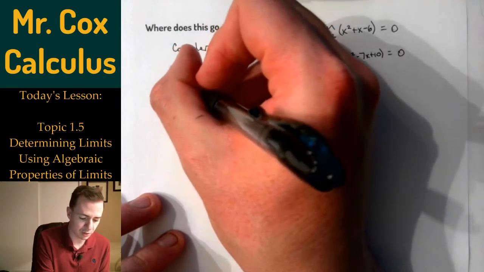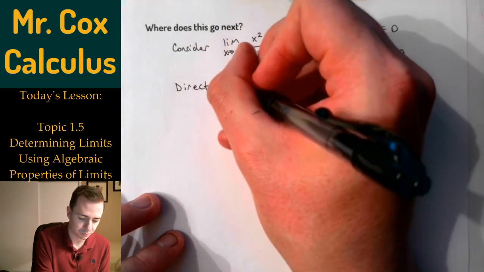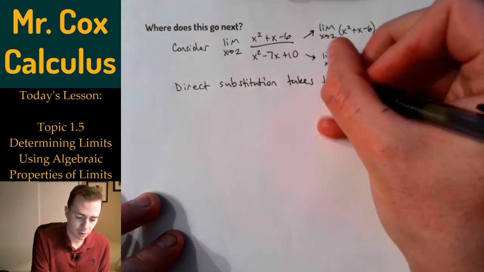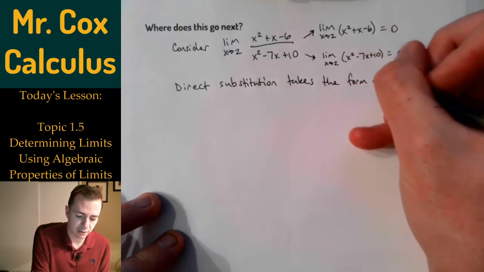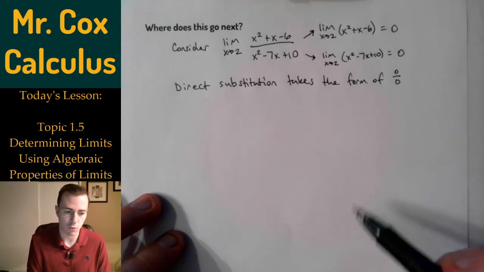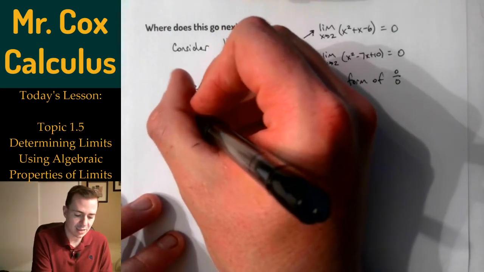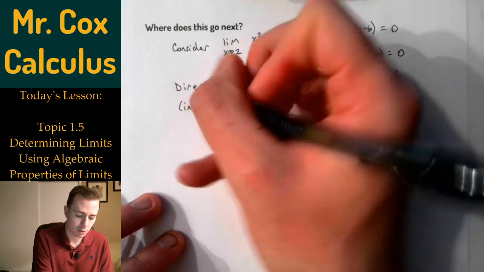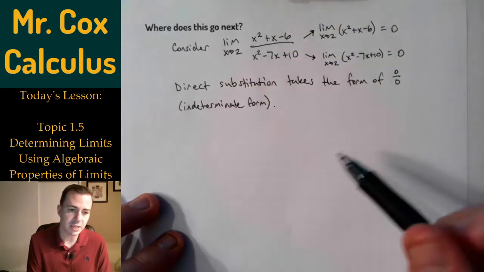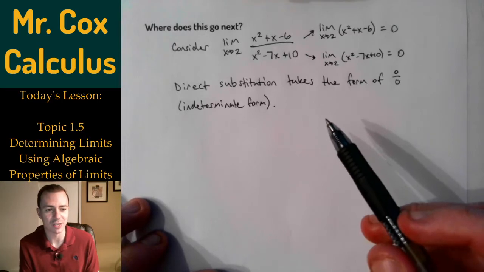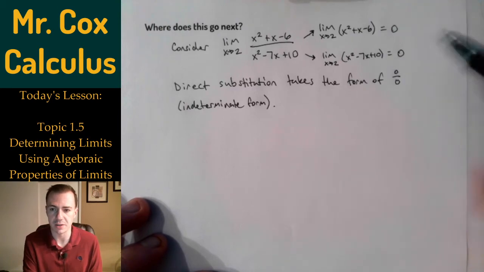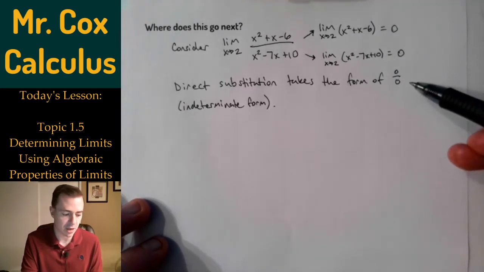So anytime direct substitution takes the form of 0 divided by 0, we call this particular form, 0 divided by 0, the indeterminate form. We call it indeterminate because there's nothing we can actually determine from it yet. The function is undefined at 2 because it gives me 0 in the denominator. But this doesn't tell us anything about the limit.